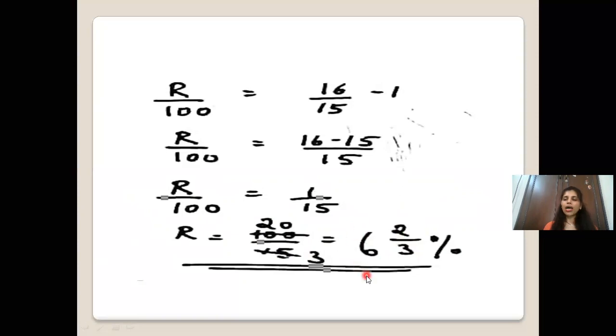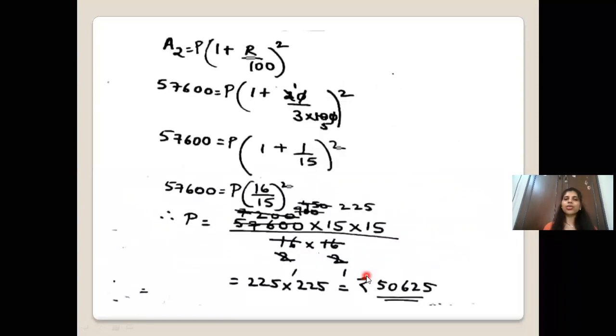Now once you have got R, you have to find P. So substitute in any value of A2 or A4. As I told you, the smaller the better. So we substitute in A2: 57,600 is equal to P bracket 1 plus 20 upon 3, which is the value for R. So you multiply the denominator with 100. As you can see, in the denominator it is 100, so the 00 gets cancelled.